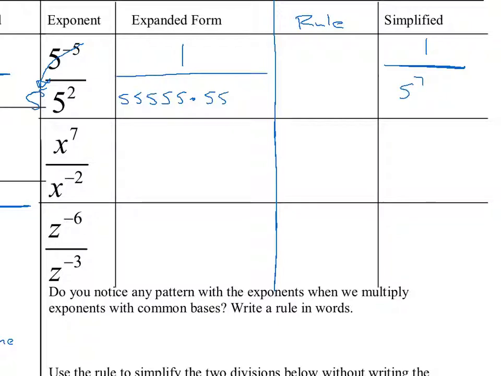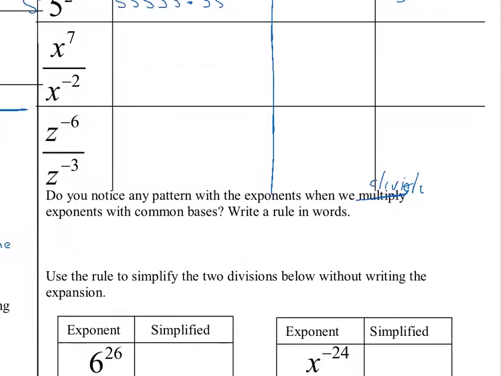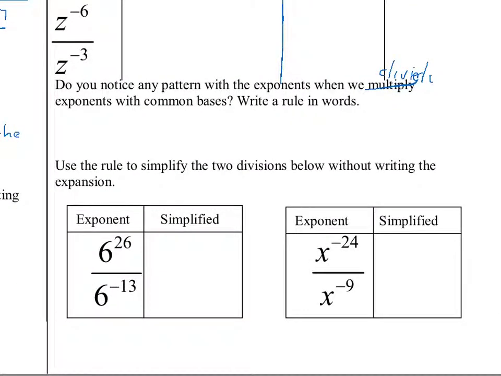Now, remembering our rule for when we divide, what was our rule for dividing? When we divide exponents with common bases. Sage? Subtract the exponents. It says right here. Base stays the same.